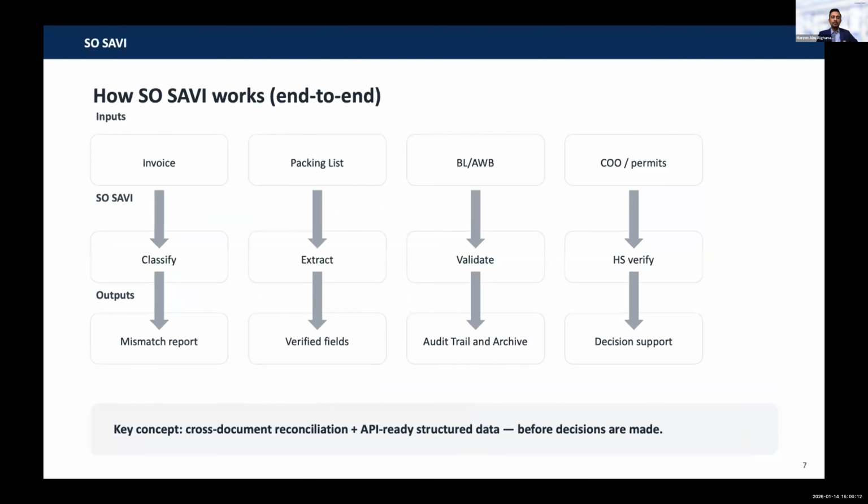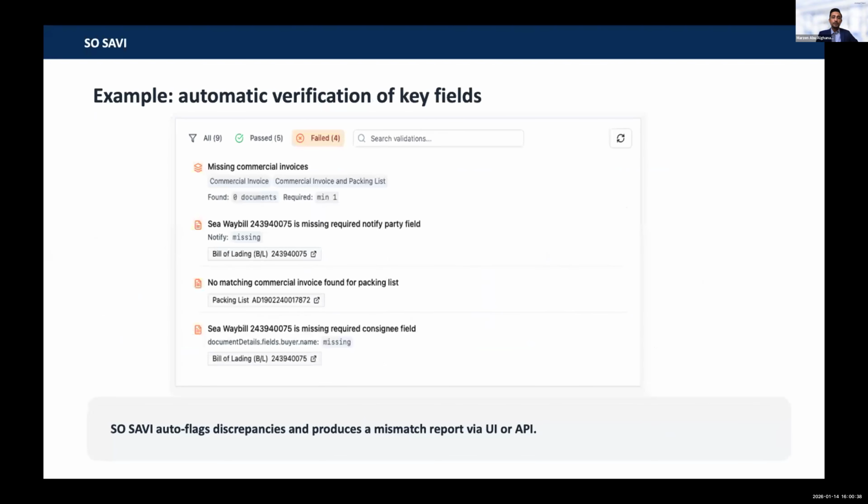So basically, all the commercial documents will be uploaded. The Smart AI verification interface will classify, extract and validate, and also do HS code verification. And the outputs will be a mismatch report between the various documents, verified fields based on predefined fields, of course, and the audit trail and archiving system, in addition to a decision support mechanism. So this is just a screenshot of our solution, which actually has 9 verifications of key fields that are predefined.